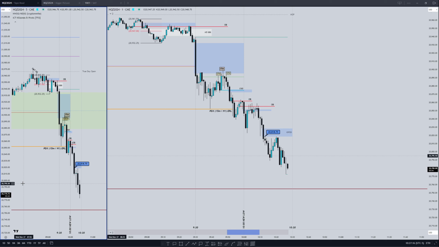Because mitigation is the strongest PD array. Or one of the strongest ones. So if you tick into that, we fly up, that'd be the best entry you could get, I think. Unless I'm wrong.